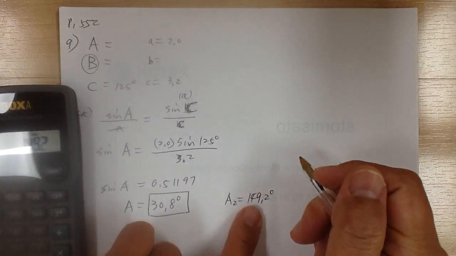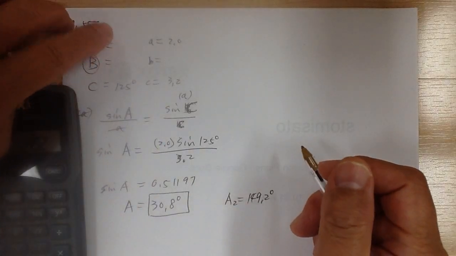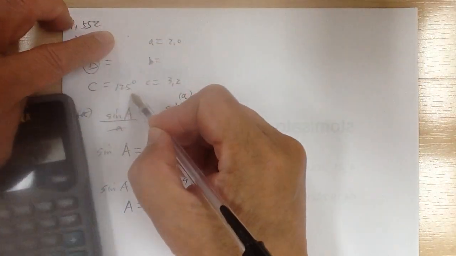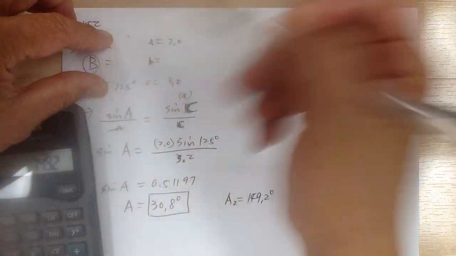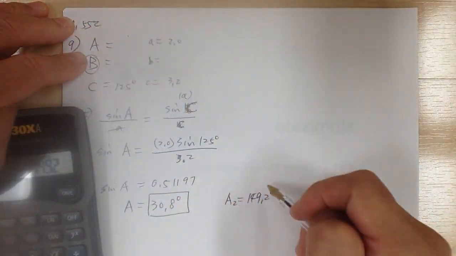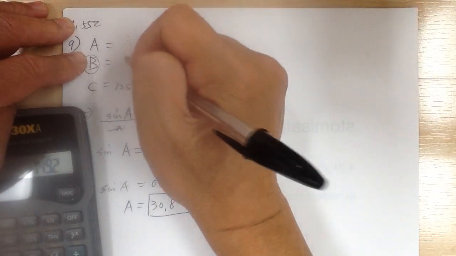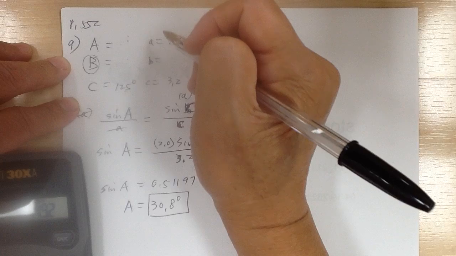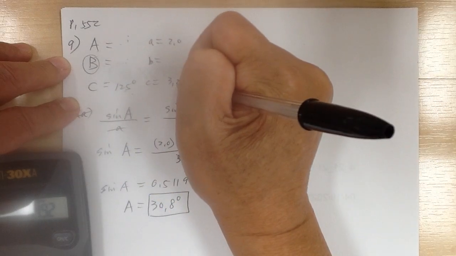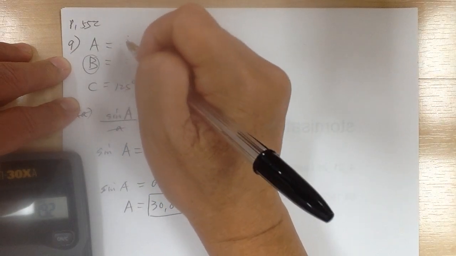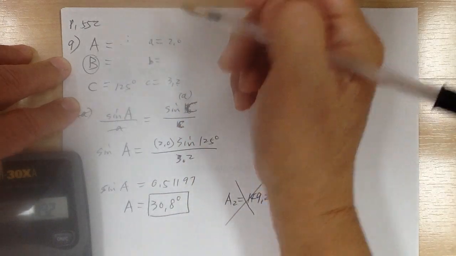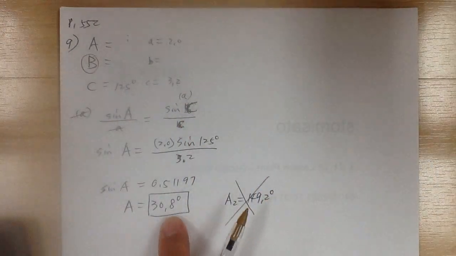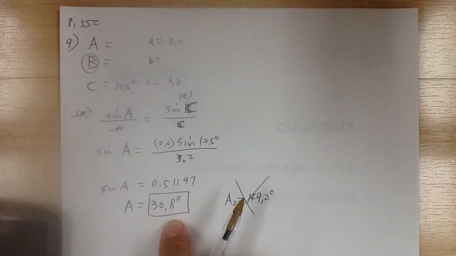Okay. But this is impossible because if angle A is 149 and C is 125, there's going to be more than 180, right? So it's impossible. So this is no good. Again, three angles have to add up to 180, and the biggest angle would be facing the longest side. The smallest angle would be facing the shortest side. Okay, so this one is no good. So the only good answer is this one here.